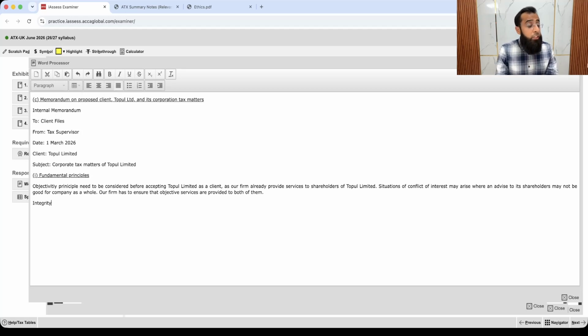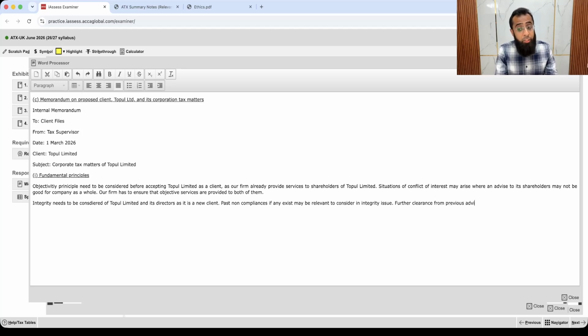Integrity needs to be considered of Topul Limited and its directors, as it is a new client. Okay, past non-compliances, if any exist, may be relevant to consider as an integrity issue. Okay, further, clearance from previous advisor will also be essential. So this is what we consider while we accept a client.